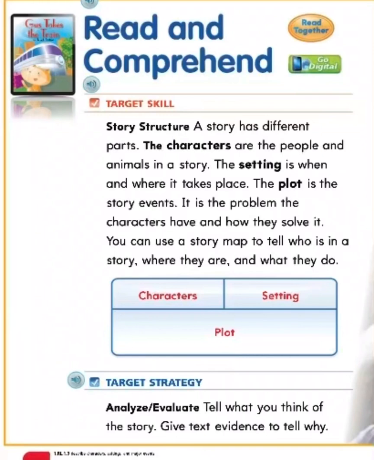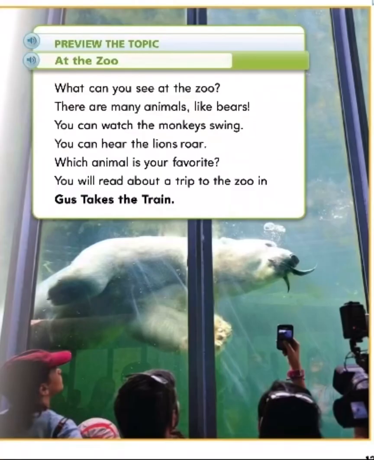Target strategy. Analyze, evaluate. Tell what you think of the story. Give text evidence to tell why. Preview the topic. At the zoo. What can you see at the zoo? There are many animals, like bears. You can watch the monkeys swing. You can hear the lions roar. Which animal is your favorite?